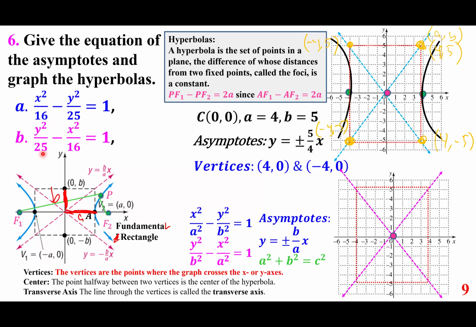Done. What about this one? Now the vertices for this one, because y squared has a positive value, are at the top and bottom. That means at up and down, the y-intercepts. That means 0, 5, and 0, negative 5. Those are the two pairs, and those are the graphs. So I hope everybody understands what's going on here. That's pretty straightforward, everybody. We are going to move on.